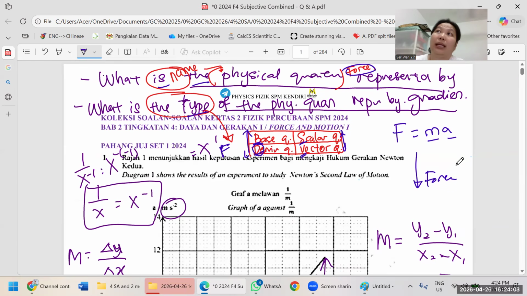So okay. Name and type. Type: choose one from the four. Name.